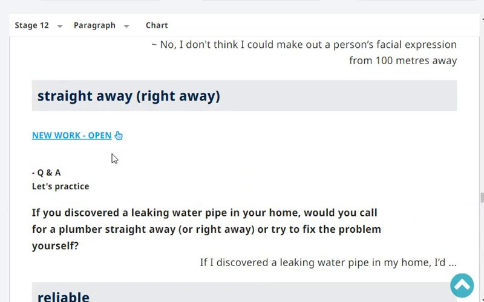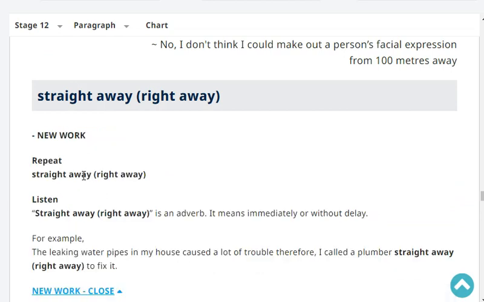Next, repeat. Straight away, right away. Very good. Okay, listen. Straight away or right away is an adverb. It means immediately or without delay.